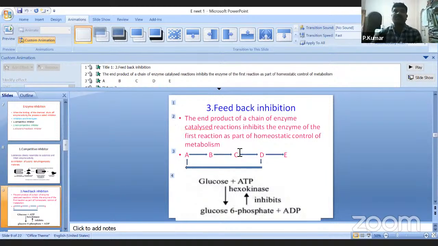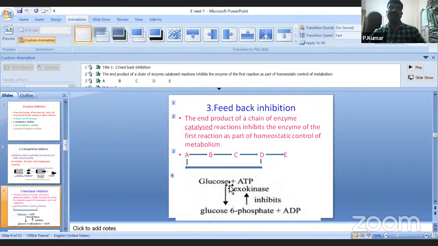And the next and last one is the feedback inhibitor. In feedback inhibition, the end product of a chain of enzyme-catalyzed reactions inhibits the enzyme of the first reaction, as part of homeostatic control of the metabolism. For example, A goes to B, B to C, then D, and it gives E. From D, the reaction comes back reversely. So this is the homeostatic control method.